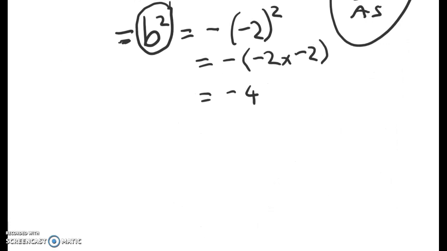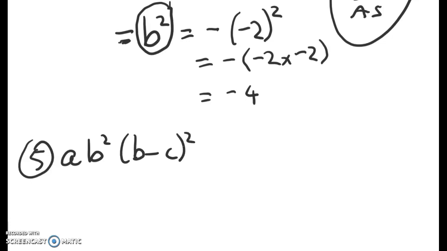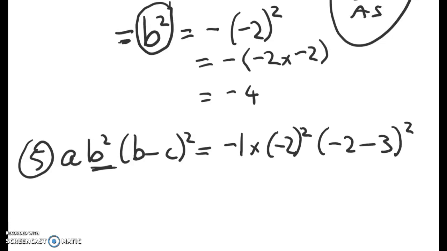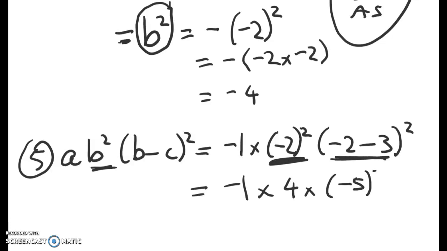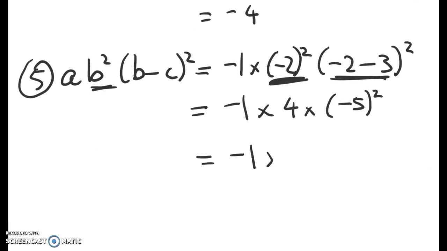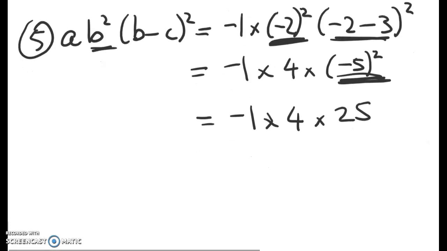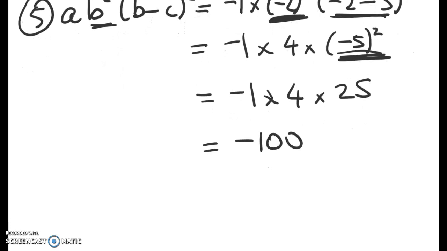Okay, I got sidetracked, sorry. Number 5, where are we? A B squared times B minus C squared. Substitute in negative 1 times B squared, negative 2 squared, times negative 2, take away negative 3 squared. Right, let's do brackets first. So negative 1 times, this thing here is positive 4, times, what's this? Well, this is negative 5. Now we get negative 1 times 4 times 25. A negative times a negative is a positive, giving me an answer of negative 100.